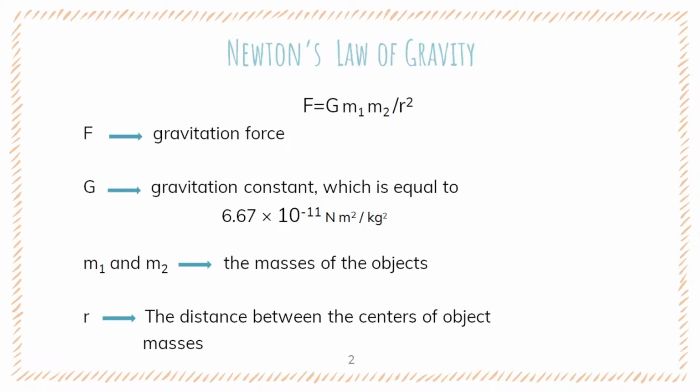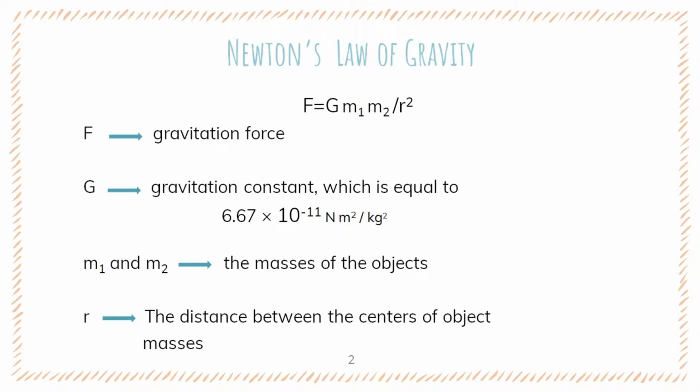First of all, let's define Newton's law of gravity, which is the force between two masses and which is equal to the gravitation constant G times the mass of the first object times the mass of the second object divided by the distance squared between the two objects. And G is the gravitation constant, which is equal to 6.67 times 10 to the minus 11 newton meter squared divided by kilogram squared. M1 and M2 are the masses of the objects, and R is the distance between the centers of the object masses.